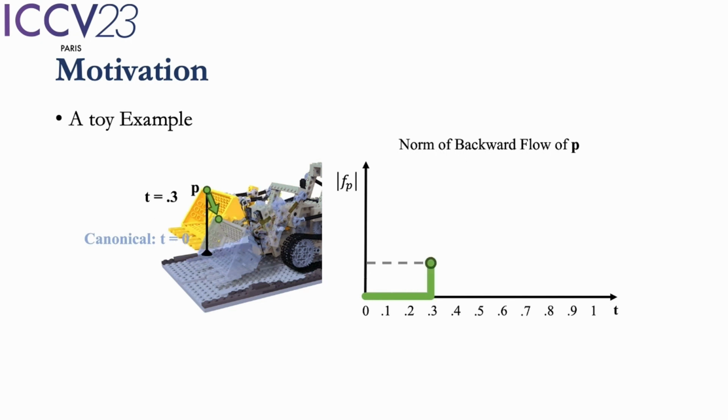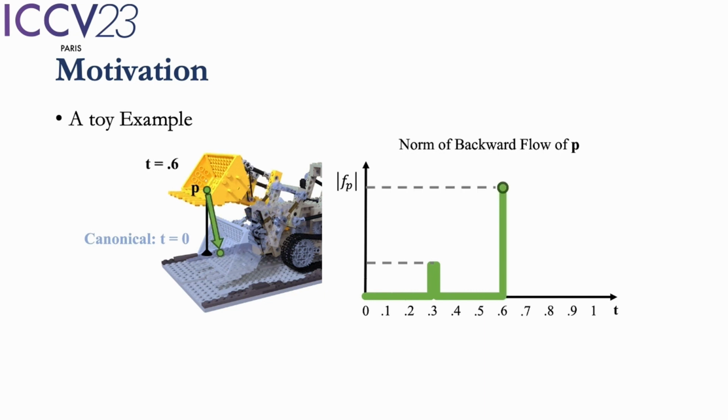When t is 0.3, the upper surface of the bucket moves to the position of point P. The backward flow of point P should be as shown in the figure, moving it to its position at canonical time. When t is 0.4 and 0.5, P is stationary. When t is 0.6, the bottom surface of the bucket moves to the position of point P, and there should be a relatively large backward flow, as shown in the figure. Point P then remains stationary in the rest of the time.